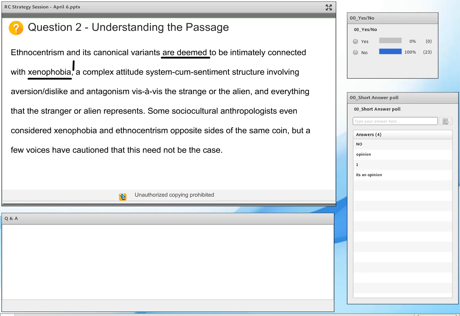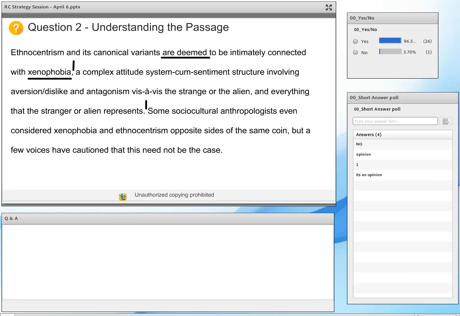Now, a complex attitude system cum sentiment structure involving aversion, dislike, and antagonism vis-a-vis the strange or the alien and everything that the stranger or the alien represents. Oof, this was a pretty long sentence, a pretty long chunk. I may have to read it twice because it was a bunch of heavy words put together, so I need to read it slowly. For how many of you did this happen? When you read this big chunk, you felt overwhelmed with the amount of information in it.